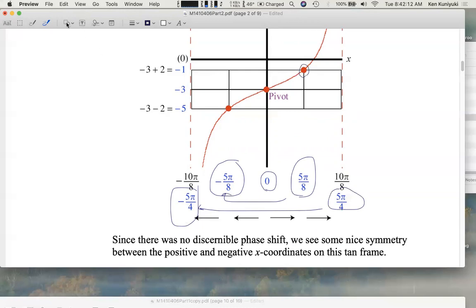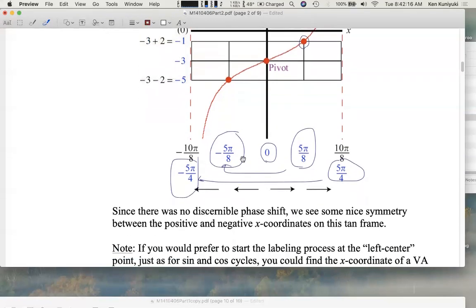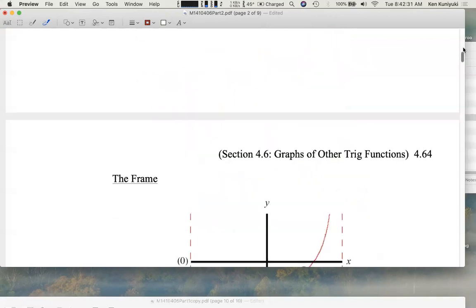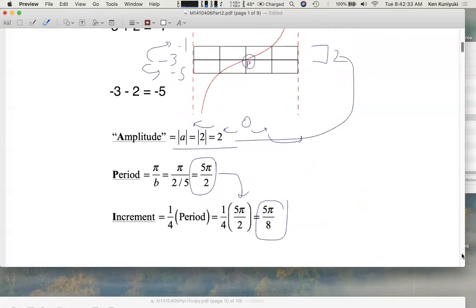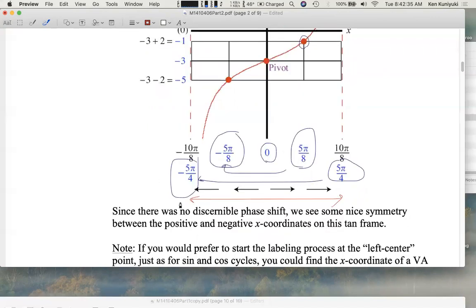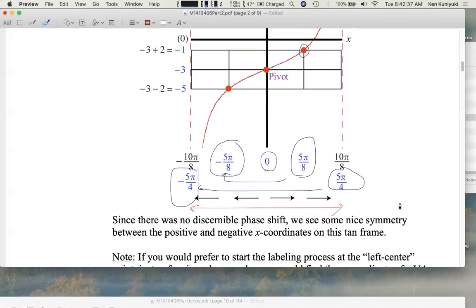So where does the period actually come in? Well, if you want to do a check, the period is the distance, the total width. It's the distance between the two VAs here. 5 pi over 4 minus negative 5 pi over 4 is 10 pi over 4, or 5 pi over 2, the period. So the period is hidden in the graph here.